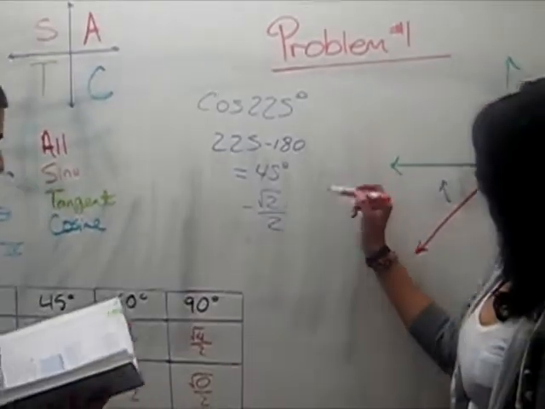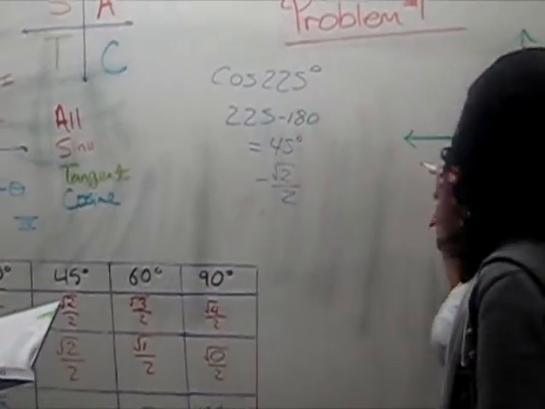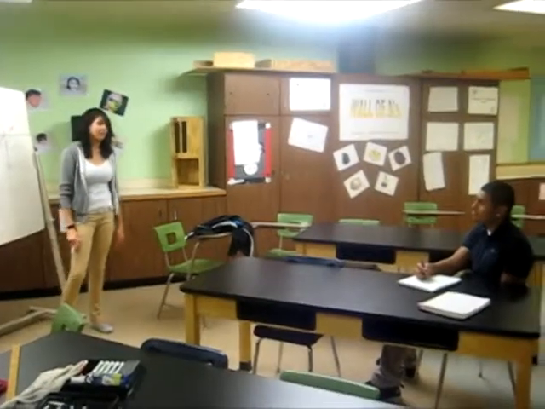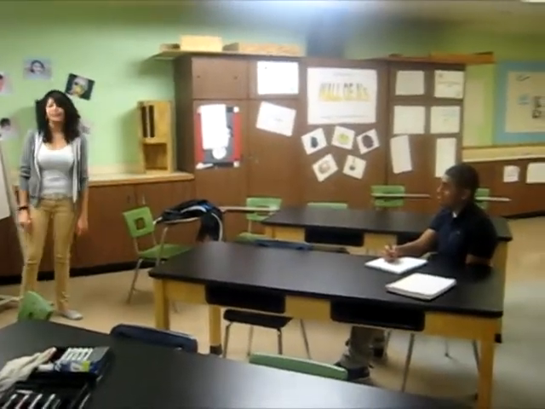So here's our exact value for cosine of 225 degrees, and our reference angle for this problem would be 45 degrees. Are there any questions, class? Nope. Okay.